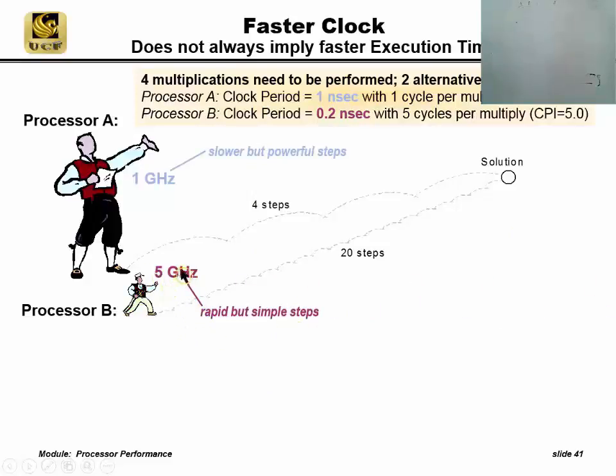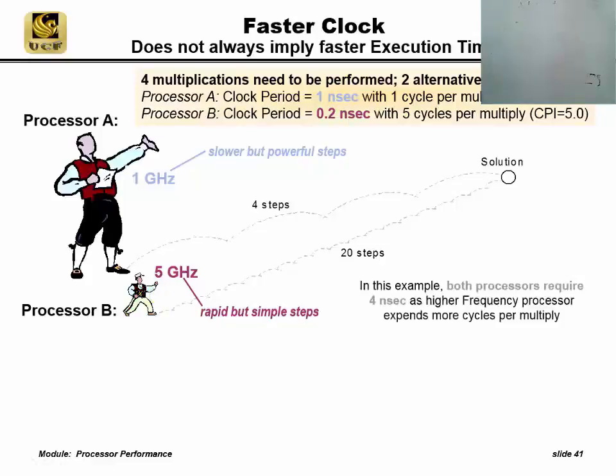Ideally, we'd like both. We'd like a high clock rate and very powerful processors. We try to attain both, but sometimes there's a trade-off. We can't obtain both all the time. In this case, both the 1 gigahertz and the 5 gigahertz processors execute in 4 nanoseconds, because we have 4 steps at 1 nanosecond, and this is 20 steps at 5 gigahertz because there are 5 cycles per step, and this way is going to take 20 clock cycles.